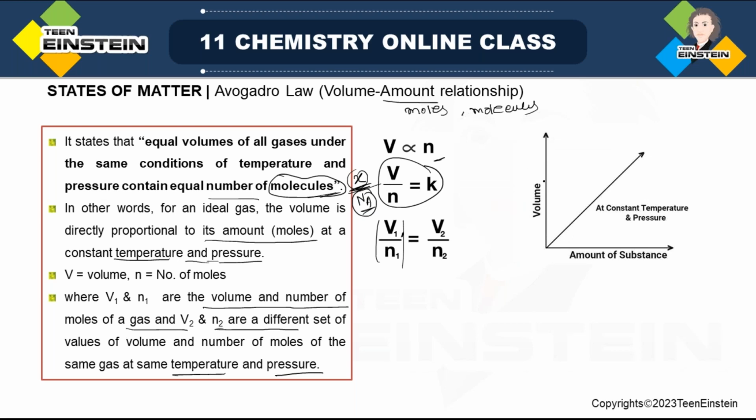So now if we take volume on the y-axis and amount of substance on the x-axis, the nature of the graph, because it is simply a y equal to mx type of equation, has no intercept. V is proportional to n means what? V is equal to kn. So V is y, k is the positive slope, and n is the number of moles, which is on the x-axis. So in this way you can compare it.